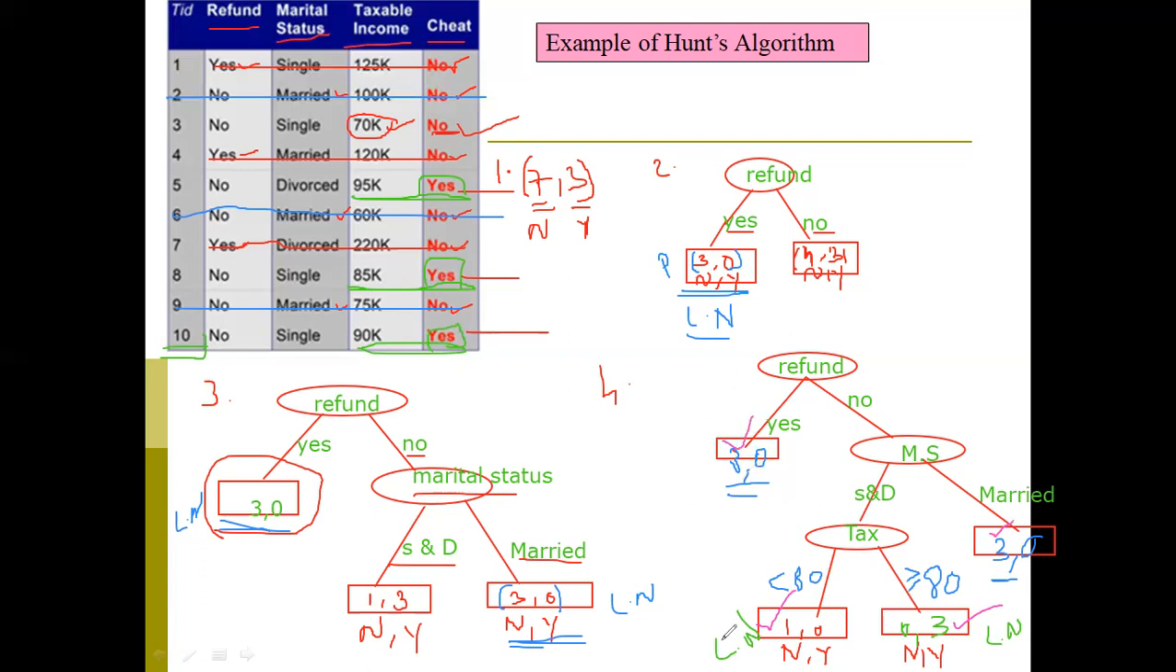These 10 records are divided into subsets with pure class labels. This is the final construction of the decision tree for the given training data set. Thank you.